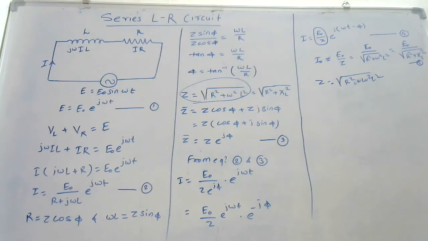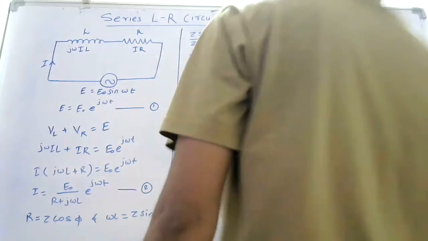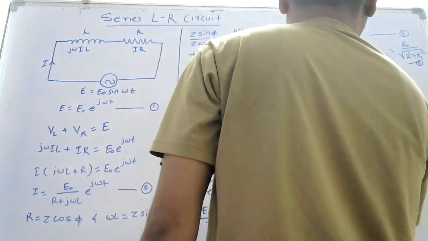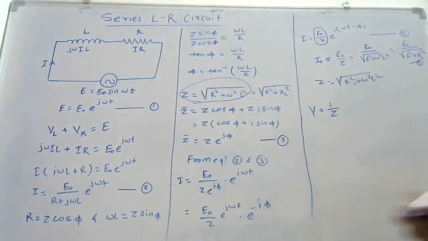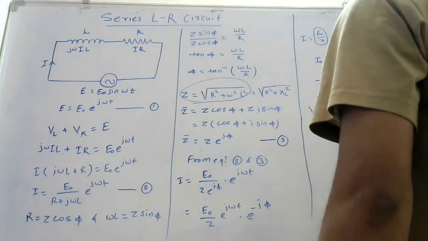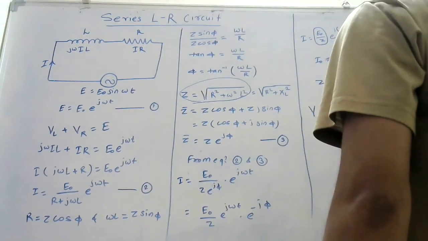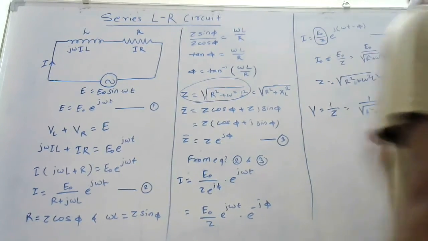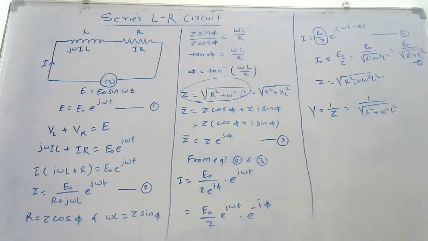How do we find the admittance? Impedance of the series LR circuit. The reciprocal of impedance is called admittance, and admittance is denoted by capital Y. That capital Y is equal to 1 upon Z, the reciprocal of impedance. That is equal to 1 upon under root R square plus omega square L square. Isn't it?